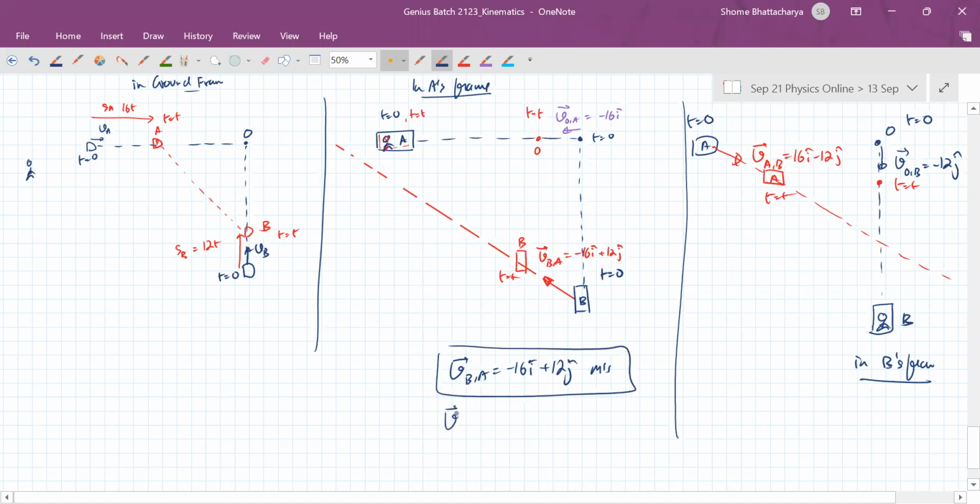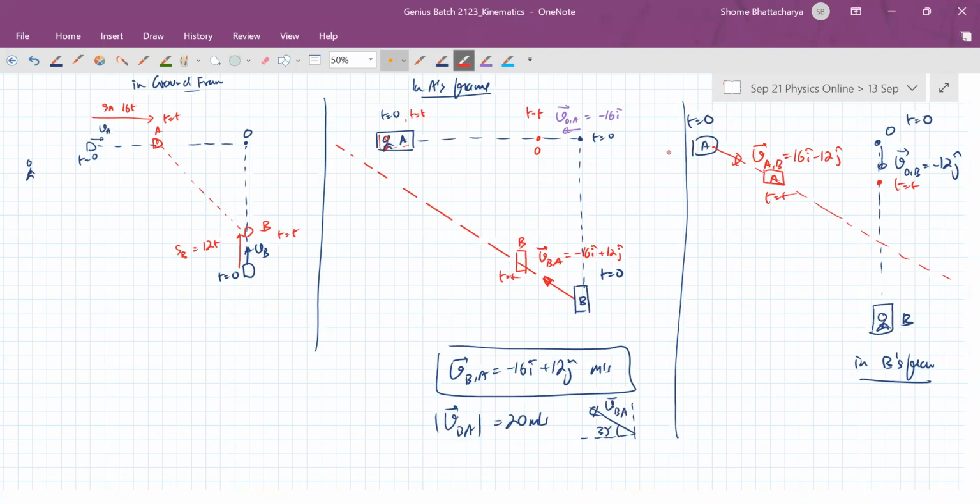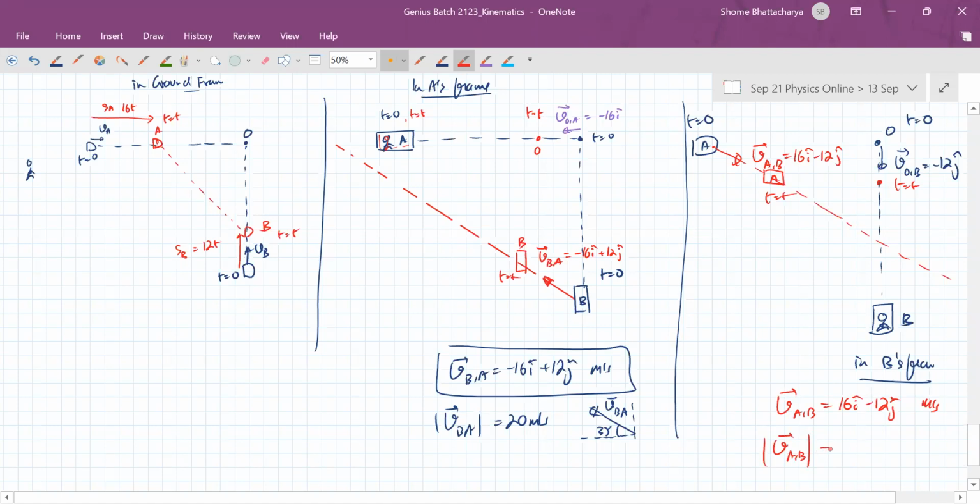So this is a vector of magnitude 20 meters per second in a direction like this, where you see that this angle becomes 37. And this one, velocity of A with respect to B, 16 i cap minus 12 j cap in meters per second. This also has the same magnitude, but opposite direction. It's like this. This angle is 37 degrees.